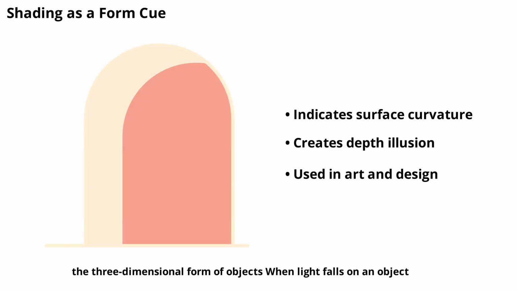Shading provides important information about the three-dimensional form of objects. When light falls on an object, it creates areas of light and shadow. Our brains use these variations to infer the object's shape and depth. For instance, a sphere appears round because of the gradual change from light to dark across its surface. Artists often use shading techniques to create the illusion of volume and depth in their drawings and paintings.